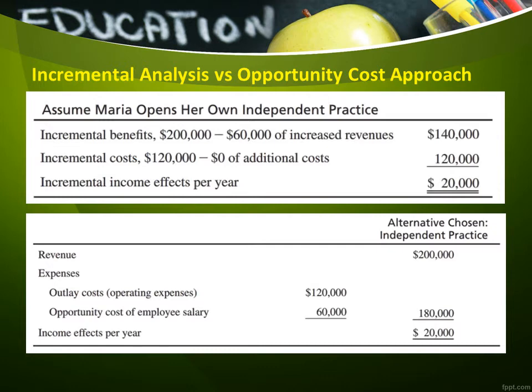Let's compare it with the opportunity cost approach. Revenue is $200,000 less outlay cost of $120,000 and opportunity cost of $60,000. So the income effect per year is $20,000. These two approaches yield identical results.